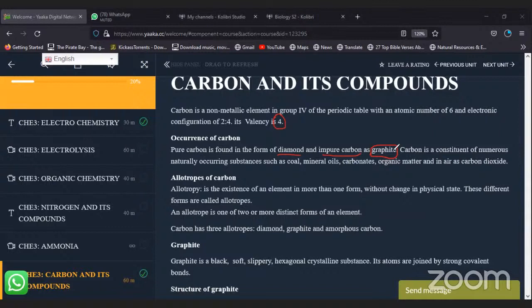Okay, so remember that. Carbon is a constituent of numerous naturally occurring substances such as coal, mineral oils, carbonates, organic matter, and in air as carbon dioxide. Also, our bodies contain a lot of carbon. So when you think of carbon, you can also think of your body because it contains a lot of carbon. Our bodies are carbon-based. So remember that.